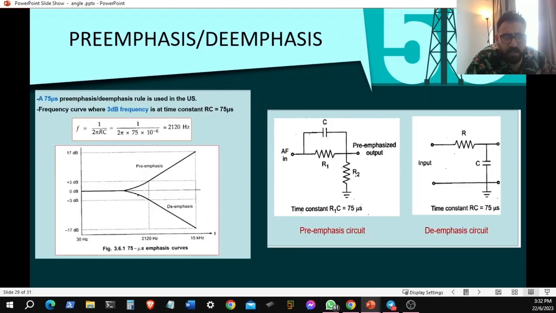As shown in the figures, it explains in detail the way we can deal with the pre-emphasis and de-emphasis.